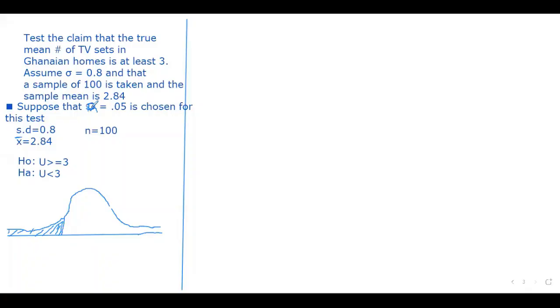So the alpha is what? Alpha is 0.05. That means 5%. The level of significance is 5%. Okay, so we have all this information. Now we move on to the next step.